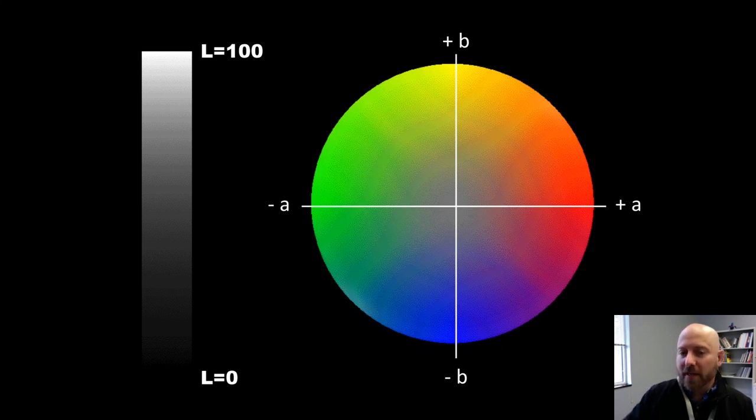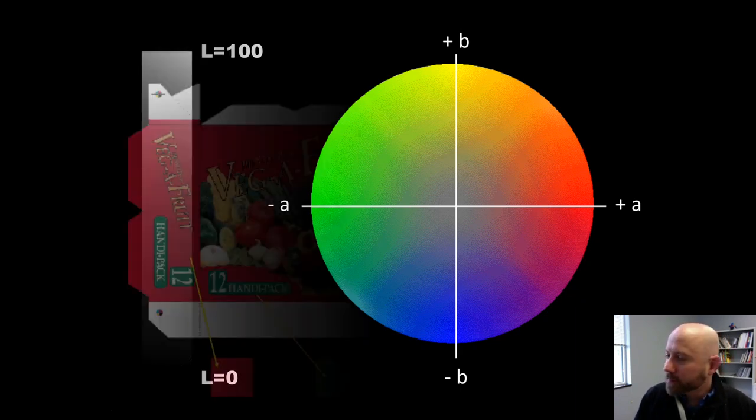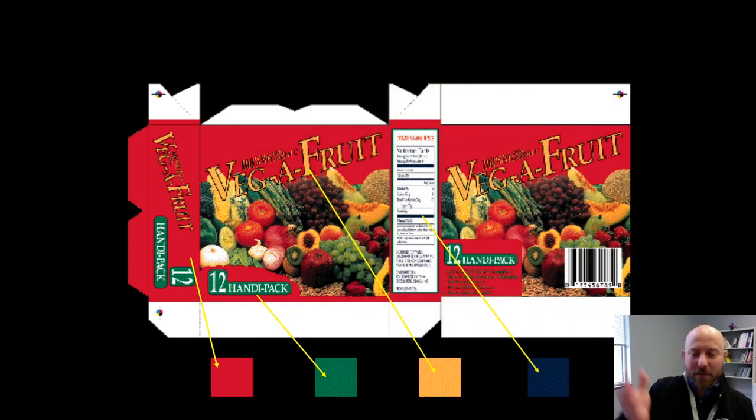So this is just a way to graph it. It's a three-dimensional graph. So if we were trying to plot out a color, there would be an L reference point, an A reference point, and a B reference point. So let's see how this actually works with samples. Let's say we've got this Vegafruit package, and we take 3 or 4 measurements off of it. And so we've identified these 4 colors that come off of it.